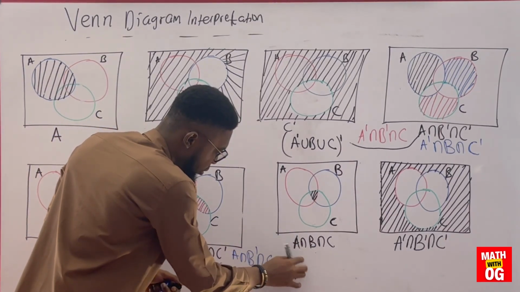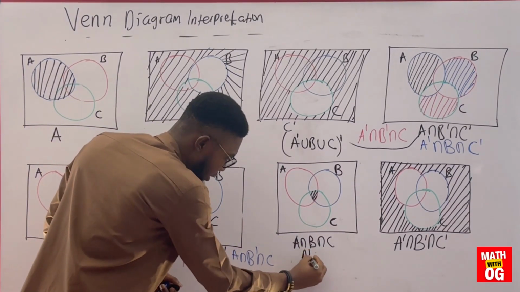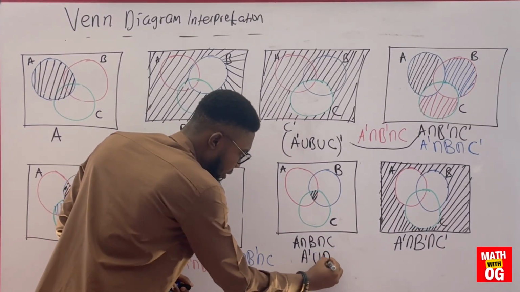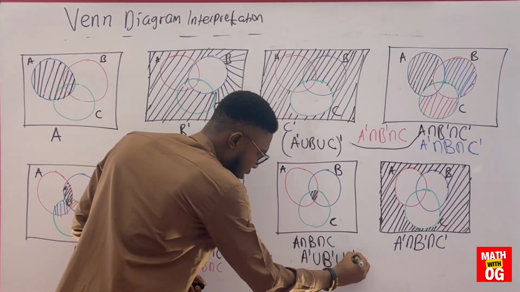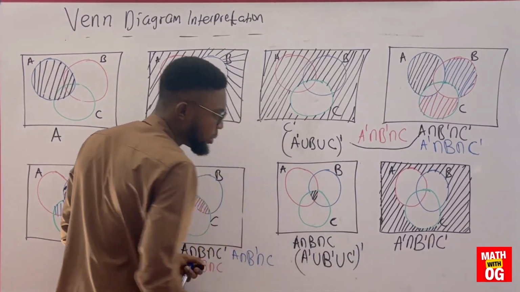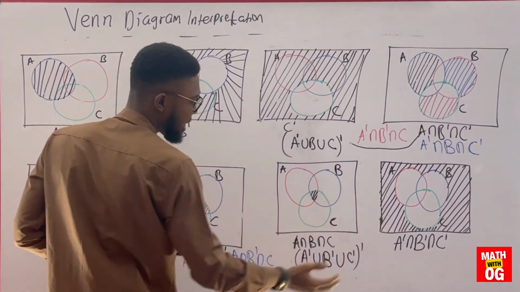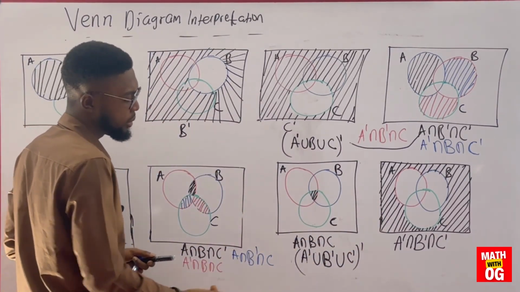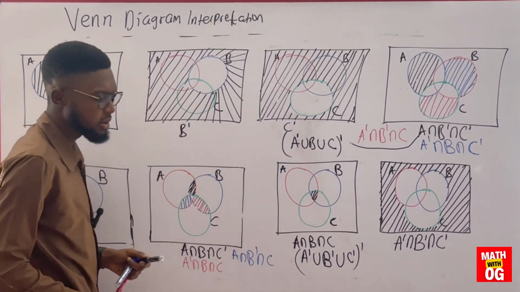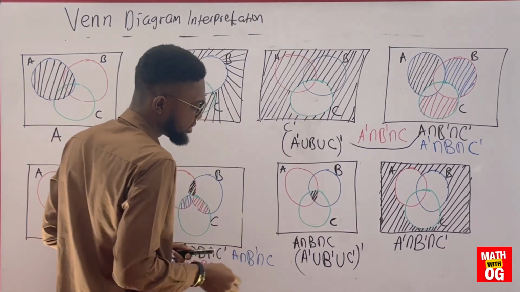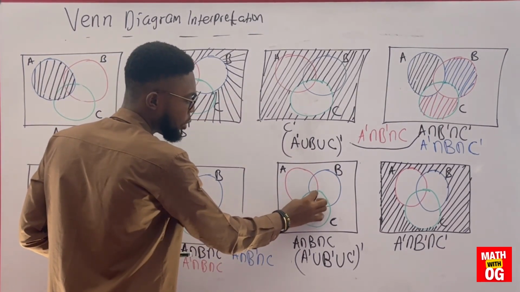This guy here, remember, this will be A complement. Yes, this is A complement union B complement union C complement, all complement. So that should be the answer. So everything A complement is everything outside A, everything B complement is everything outside B, everything C complement is everything outside C. You see that at the end of the day, this guy here will be untouched.